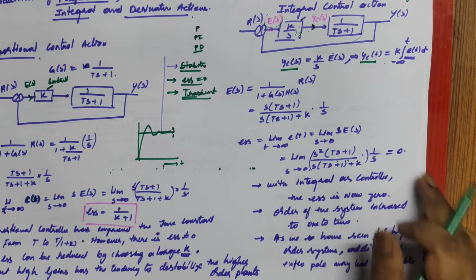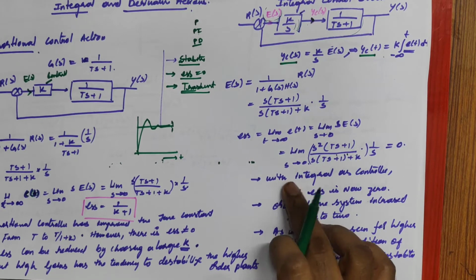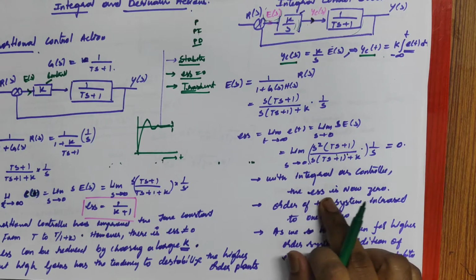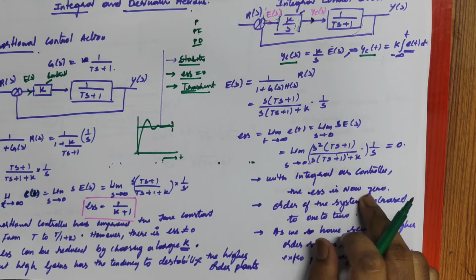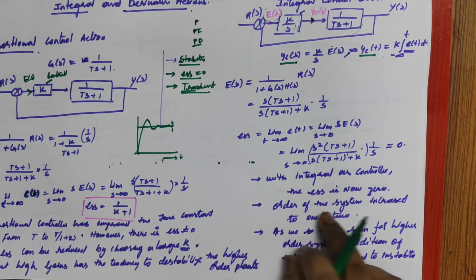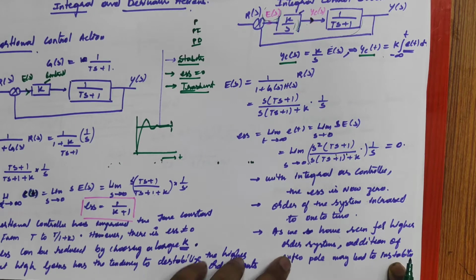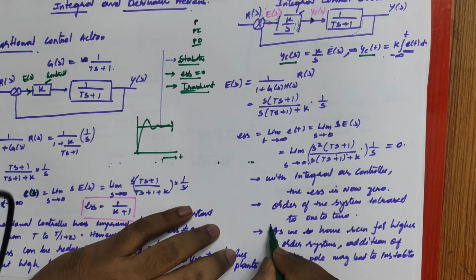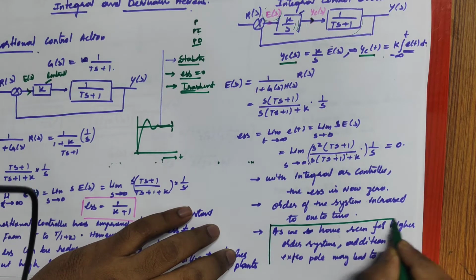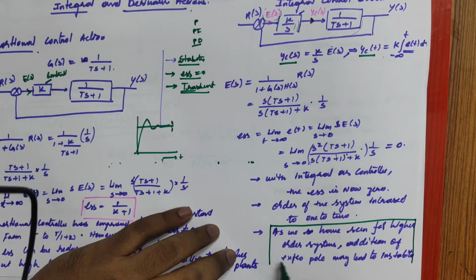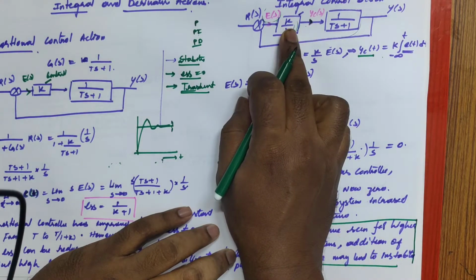But this has some limitations again. With the integral as a controller, the error signal is now 0, but the order of the system is increased from 1 to 2. As we see, for a higher order system, the addition of an extra pole may lead to instability. So we cannot add poles. So adding an integrator means what?